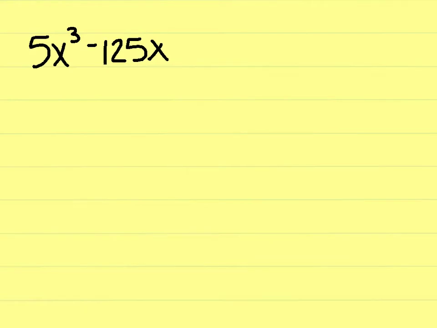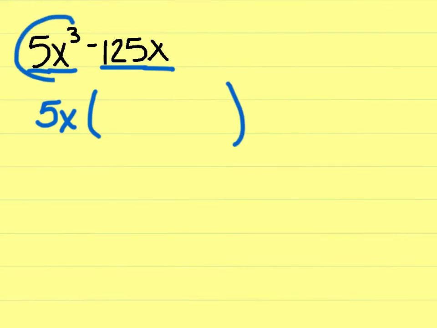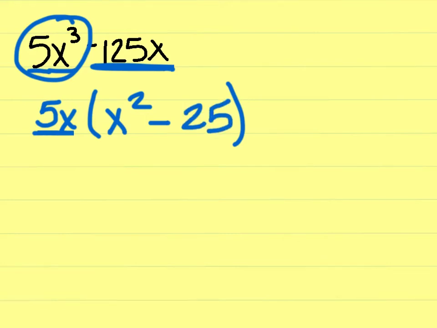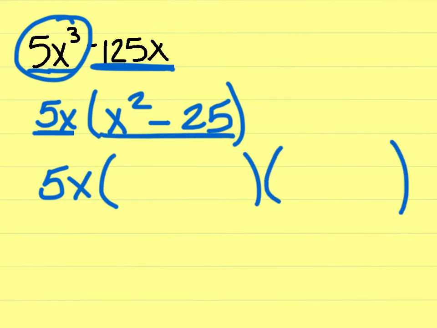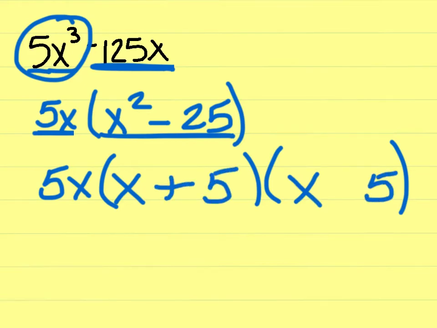On this problem, you can take out a 5 from both of those, as well as an x. Factor out 5x, divide 5x to the third by 5x, and be left with x squared. And then 125x divided by 5x is just 25. Keep the 5x, and you have a difference of two squares here. The square root of x squared is x, and the square root of 25 is 5. Alternate the signs.